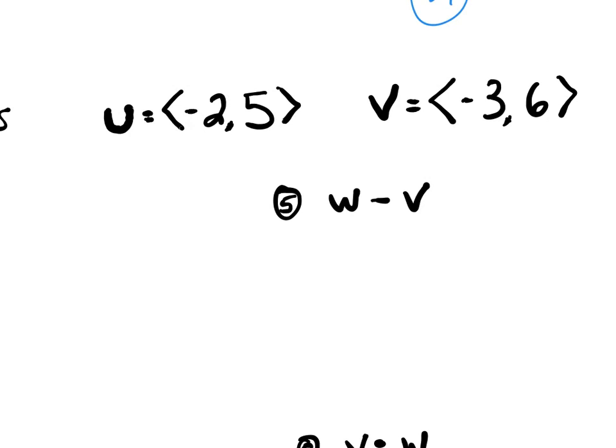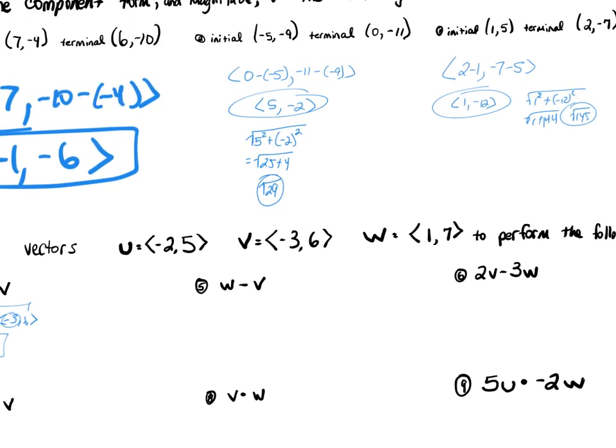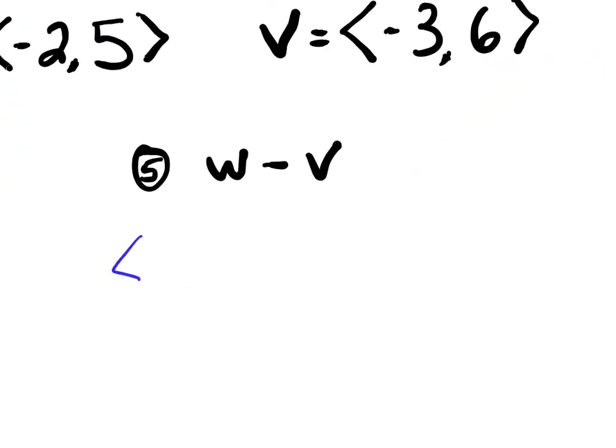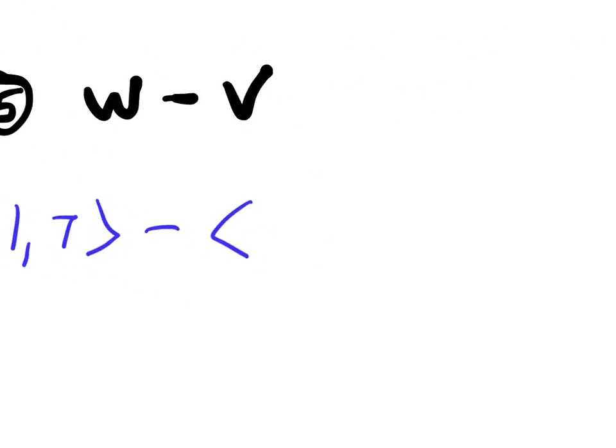What's going on in 5? You're subtracting W from V. Just make sure when you write this, you write the numbers correctly. You have all of your signs right, because if you miss a sign here, then the whole thing is wrong.